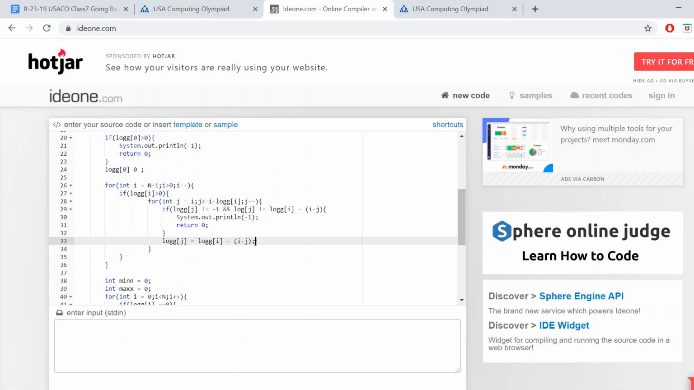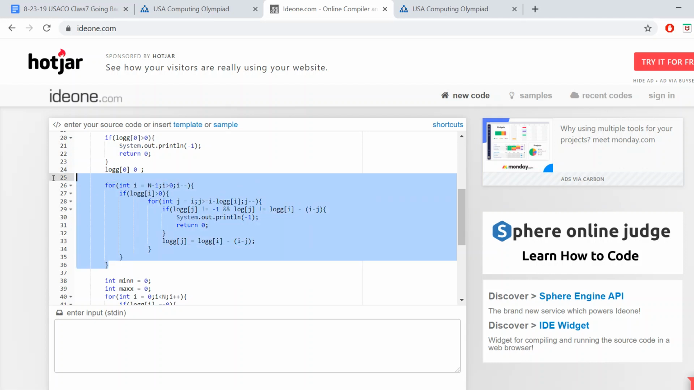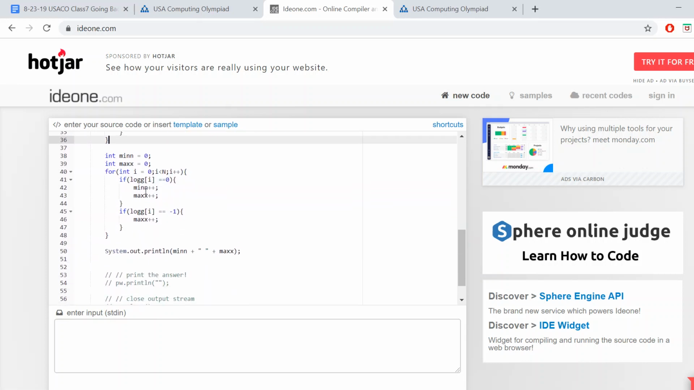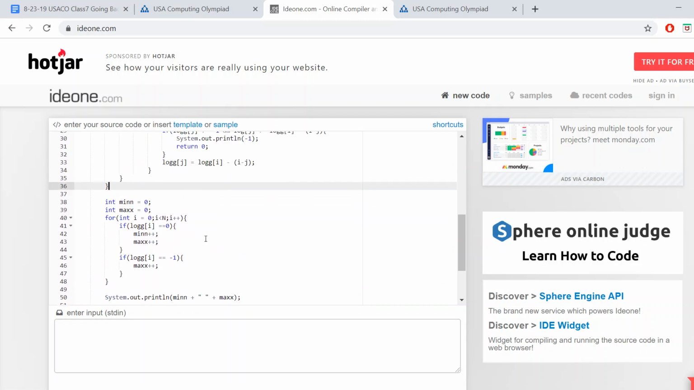Okay. So this loop just puts in the values you know are there for sure, and then this loop goes through to find the min and maximum. And yeah, just print that out.